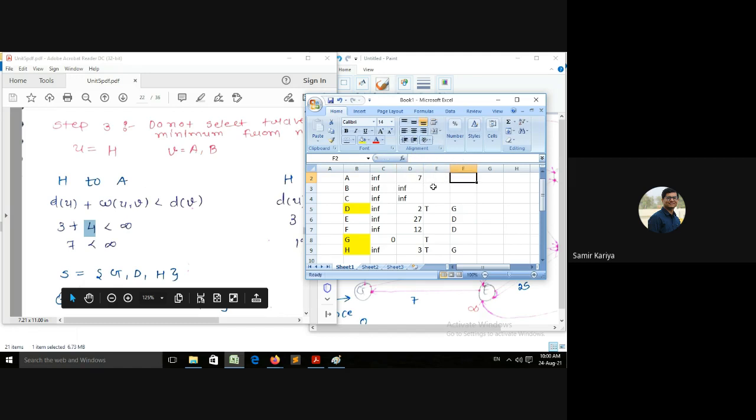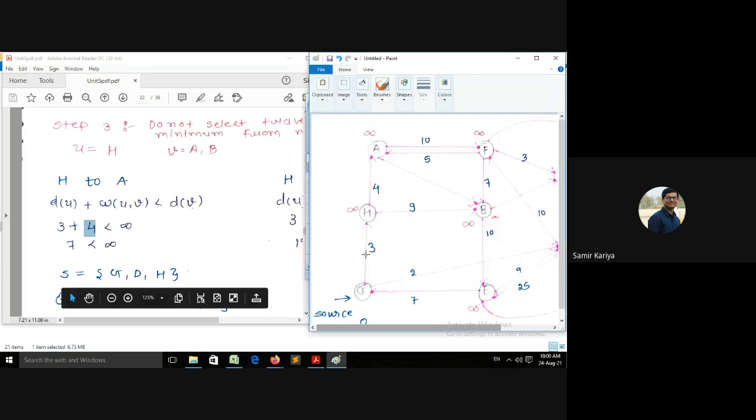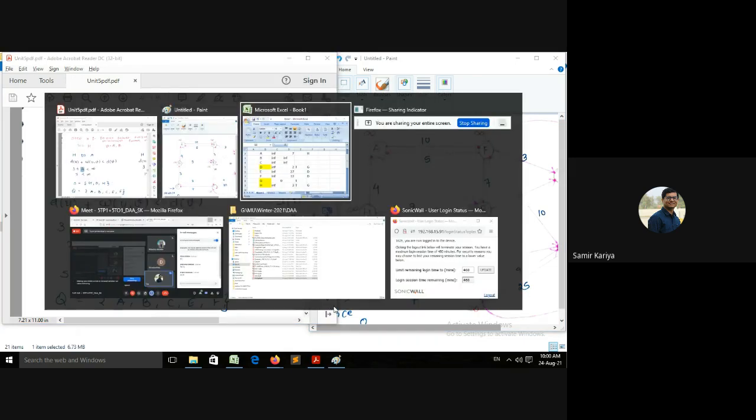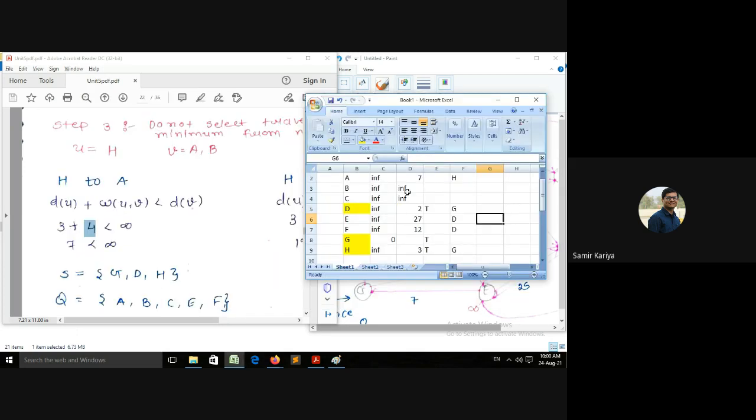So just simply update here 7, parent node H. Similarly for B, H's distance is 3, 3 plus 9 is 12. So let's write here 12, parent node H. Only two direct edges.